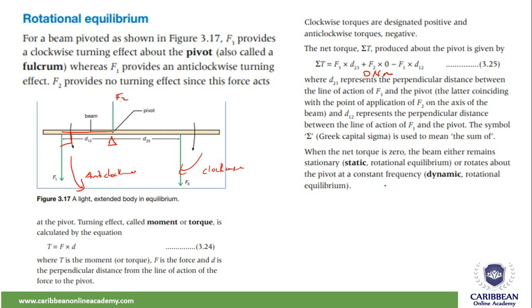Now, static rotational equilibrium is when the net torque is equal to zero, right? And dynamic equilibrium is when there is some rotation at a constant frequency about the pivot. Well, okay, I see. So dynamic rotational equilibrium is still when the net torque is equal to zero, but there is a rotation at the pivot at a constant frequency.